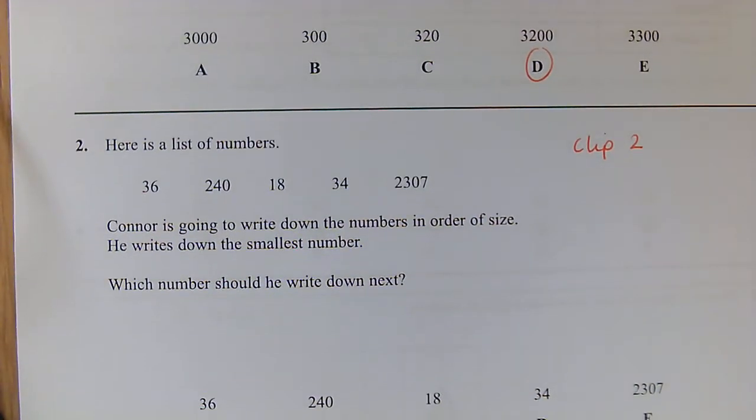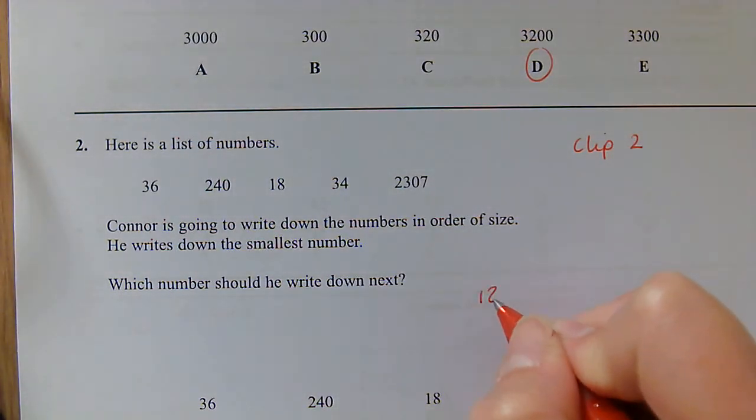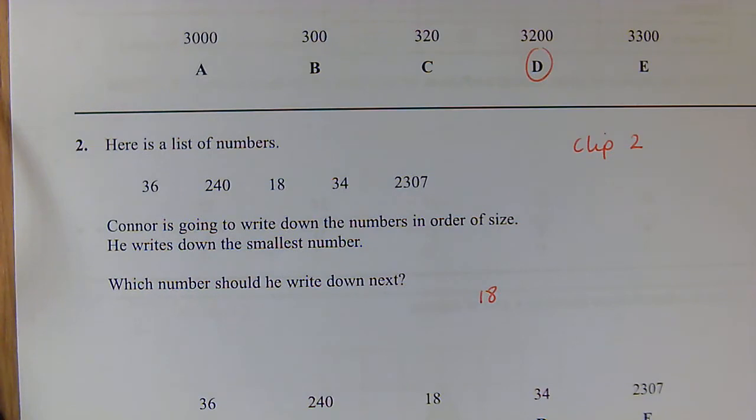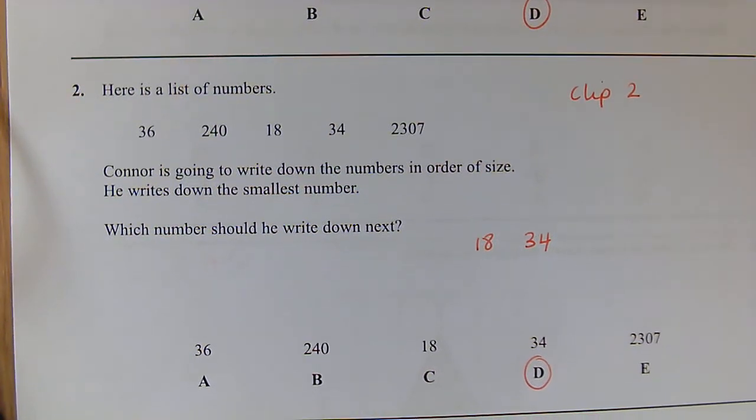Question 2. Connor's going to write down the numbers in order of size. He writes down the smallest number first. Which is the next number he should write down? So the smallest number is 18. The next number along would be 34. With this one, it's really important you read the question carefully. It's not asking for the smallest, it's asking for the next one.